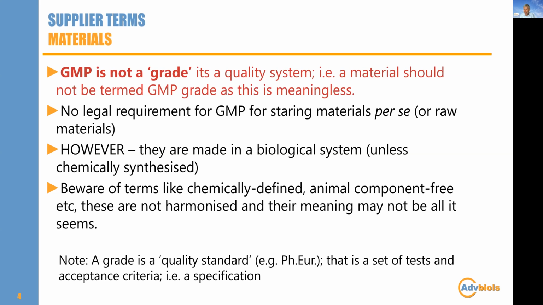Sorry, I tend to repeat this, but GMP is not a grade, it's a quality system. So to call it a grade is a bit meaningless. It tells you nothing about quality. It's a system for quality assurance more than anything. Although there are important aspects in there, it doesn't really alter the quality. There isn't per se any legal requirement for plasmids, for starting materials, to be GMP.